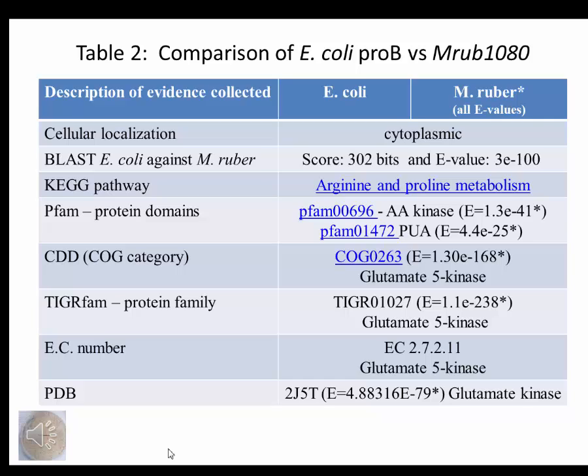TIGRFAM, we get the same protein family. EC number the same. PDB, there are actually proteins, including E. coli, that have been crystallized, and we pull those out of the PDB database. So again, everything would support that Mrub 1080 is in fact proB.